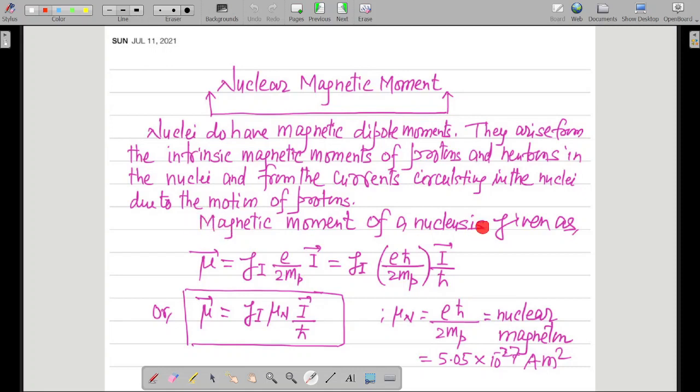So the magnetic moment of nucleus is given as mu vector equal to g_i into e divided by 2 times mass of proton. What is this? e means charge of proton.